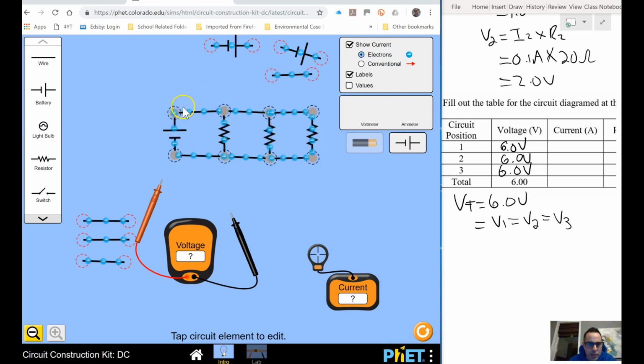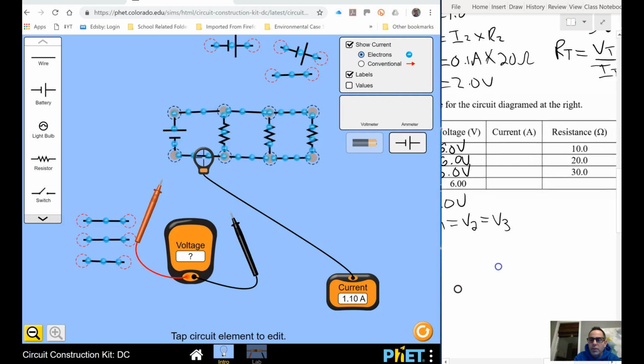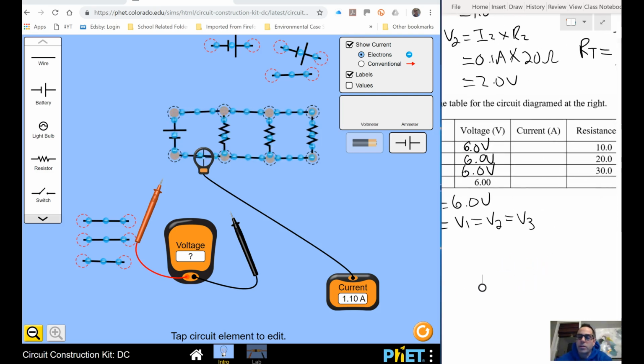But what we can see, though, is that we have a different speed of current. And so we can look at the total current here, which is 1.1 amps. So my total current, I'm just going to write that in here, is 1.10 amps. Now, is there a way we could figure out the current going through each path and then check it to make sure it's correct?